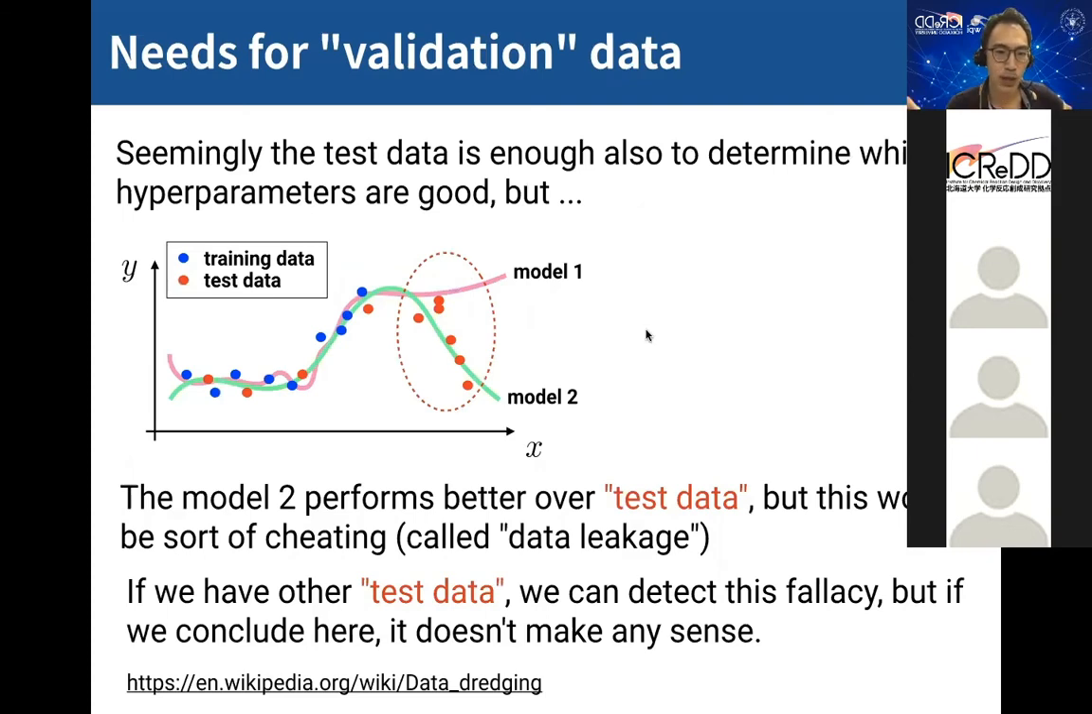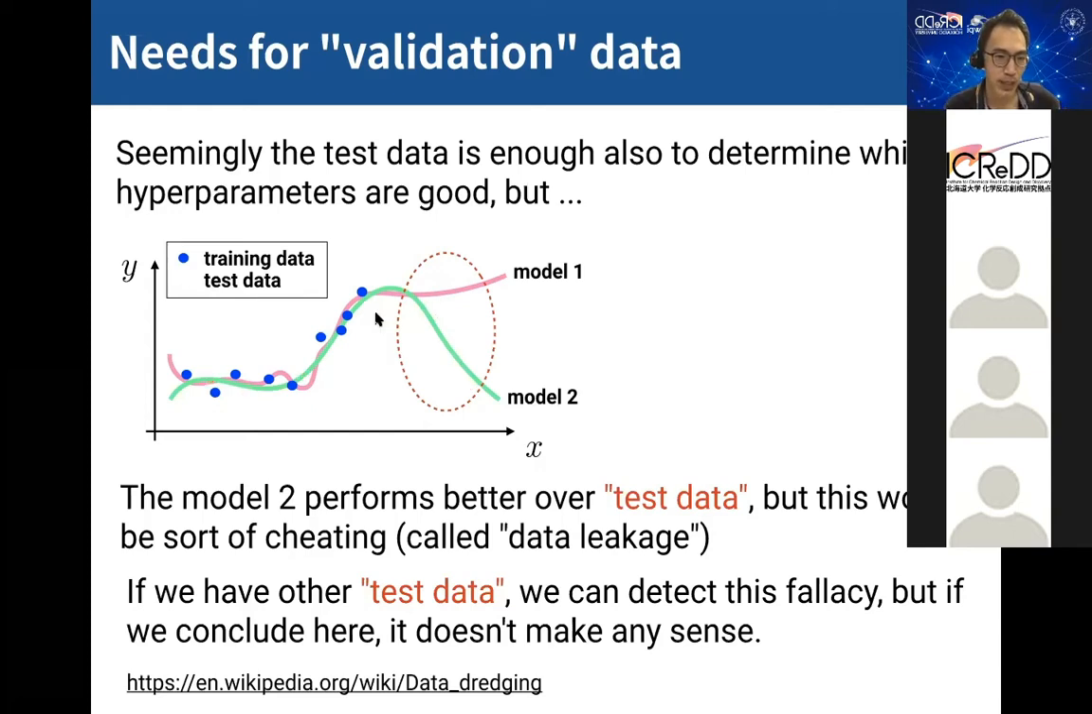And why we need validation data to decide which hyperparameter is good is basically a situation like this. Seemingly a training and test split is enough. But for example, let us consider these cases. If we have training data here and test data like here, and we fit two models, model 1 and model 2, and evaluate their performance by test data, probably model 2 is better than model 1 because it is well fitted in here. But this region lacks any training data, so it's a kind of cheating. It's seeing the answer to get the answer.